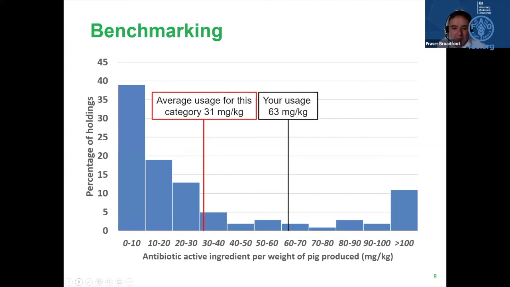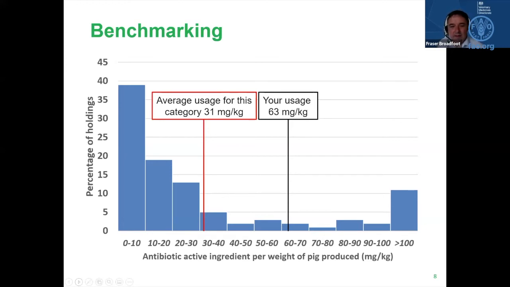So if you were this farm, and this is pretend data, you would say my usage is 63 milligrams per kilogram. The average usage for farms within that particular farm type, because you've always got to compare one farm with a similar farm type, is 31. So then you would say, well, actually, my use is over double the average. That's the mean. And so this is a real stimulus.